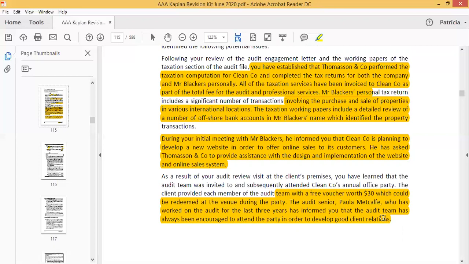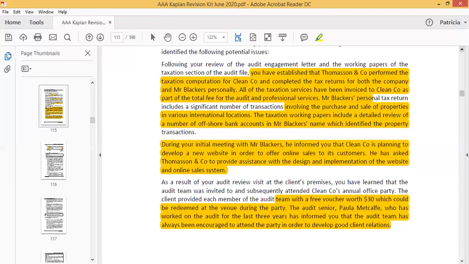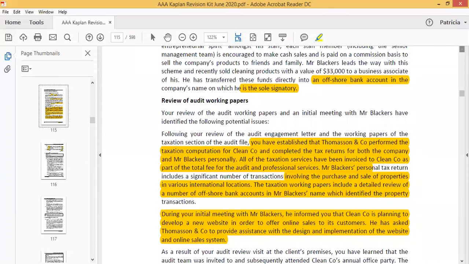The audit senior, Paula Metcalf, who has worked on the audit for the last 3 years, has informed you that the audit team has always been encouraged to attend the party in order to develop good client relations. So you've seen that I've been highlighting some points here throughout the question because I already know what I'm looking for here.